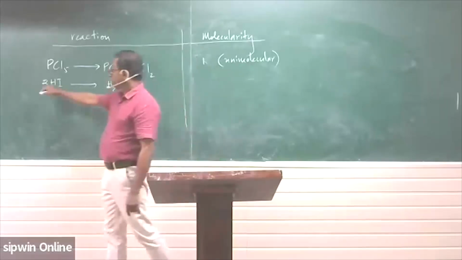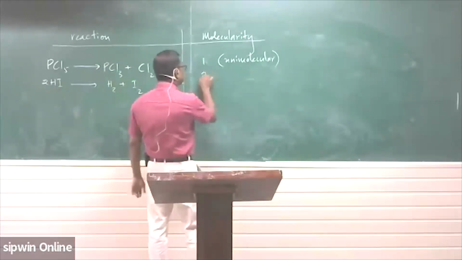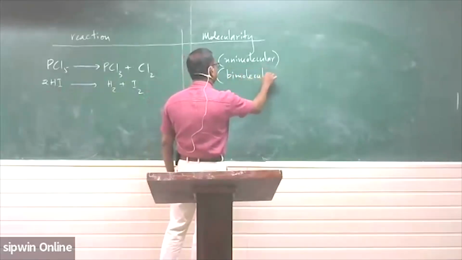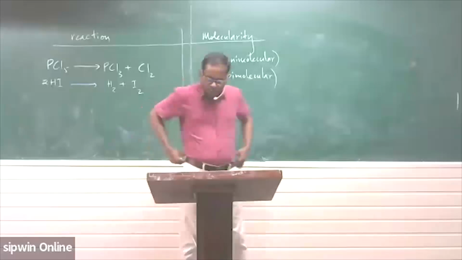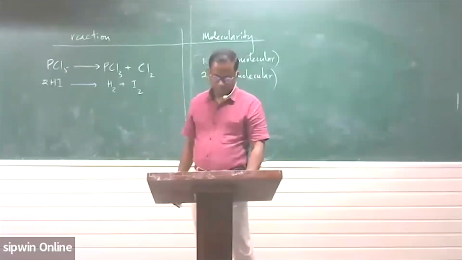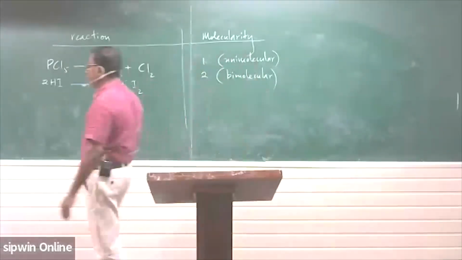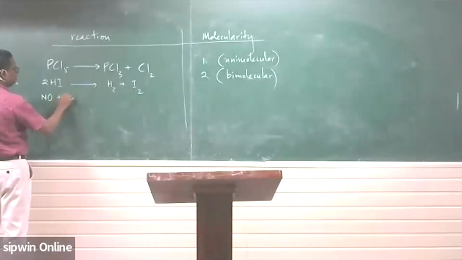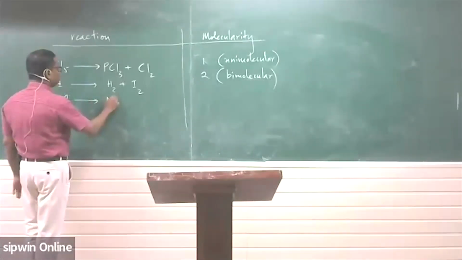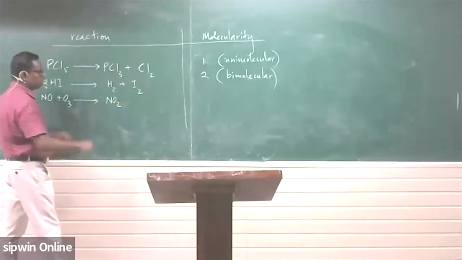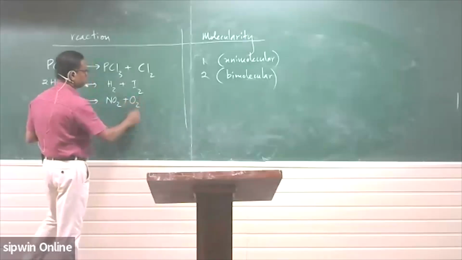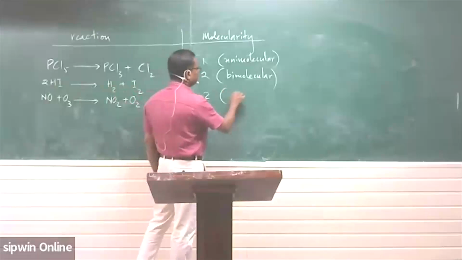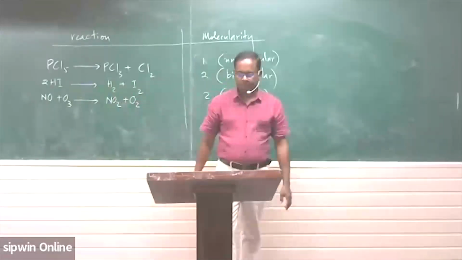So 2 here. Bimolecular reaction. Molecularity 2, bimolecular. Then NO plus O3 gives NO2 and O2. Again this one, molecularity 2. Again a bimolecular one. Bimolecular.